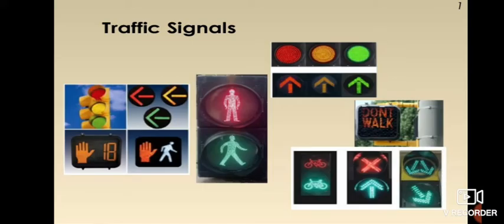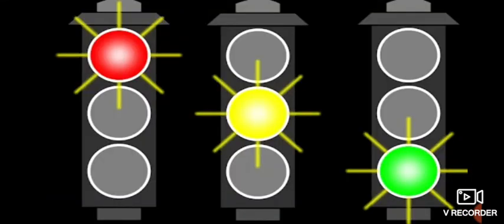Now traffic signals. Children, have you seen traffic signals on road? As you can see the pictures on your screen like this, they're called traffic signals. They tell the vehicles when to stop or to move. Looking at those traffic signals, the vehicles get to know when to stop or when to move. So we should follow the traffic signals or traffic rules while moving on road.